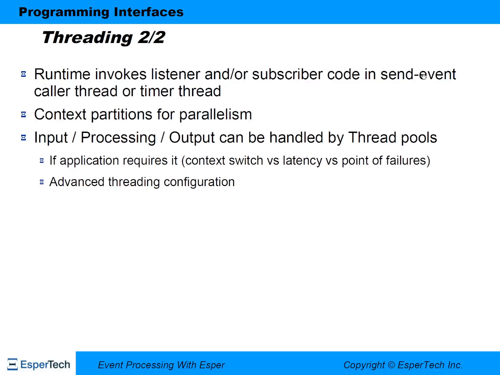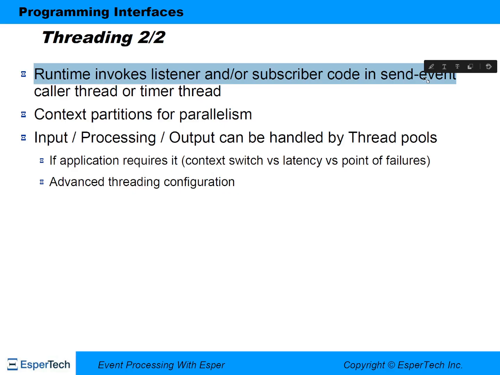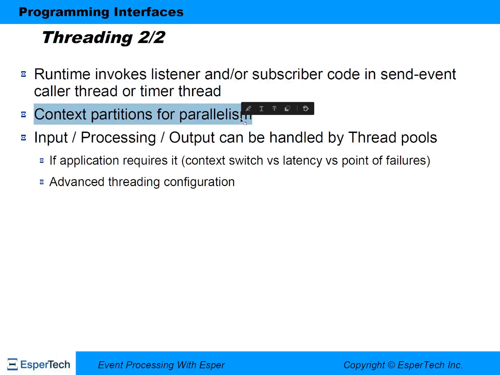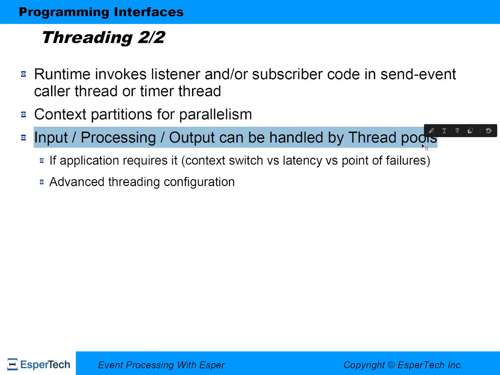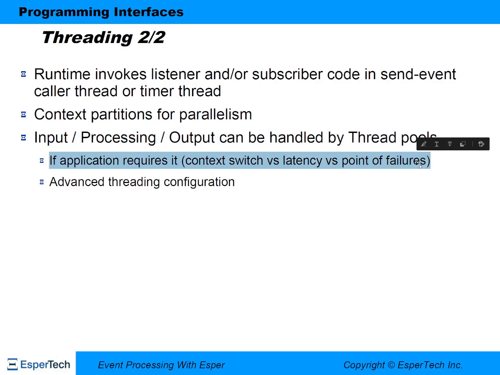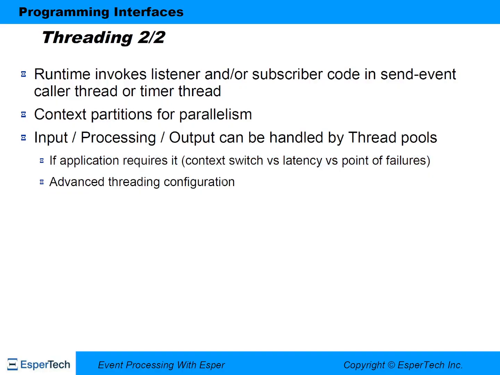The runtime invokes listener and/or subscriber code in the sendEvent caller thread or timer thread. Context partitions are a good design choice for a high degree of parallelism. Contexts are discussed later. Input, processing, output can be handled by thread pools, if an application requires it. It is a trade-off: context switch versus latency versus points of failure. The runtime has an advanced threading configuration.